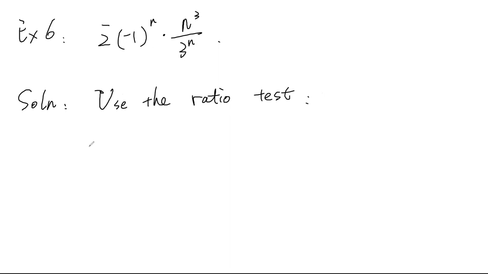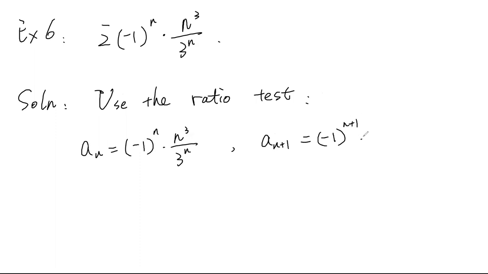So we have a_n equal to negative 1 to the n power times n cubed divided by 3 to the n power. a_{n+1} is just replacing all the n with n plus 1. So this is negative 1 to the n plus 1 power times n plus 1 cubed divided by 3 to the n plus 1.